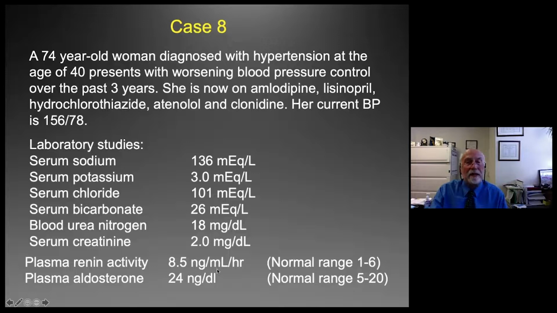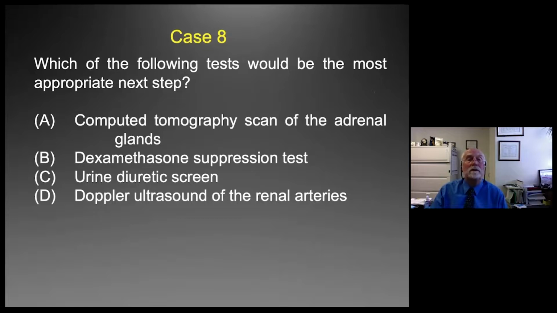So high renin, high aldo, hypokalemia. What might you think of? And which test would give you that answer? Would you get a CT scan of the adrenal glands? Would you do a dexamethasone suppression test? Would you check a urine diuretic screen? Or would you do a Doppler ultrasound of the renal arteries? I suspect the majority of the audience will get the correct answer here, as this is most likely what?